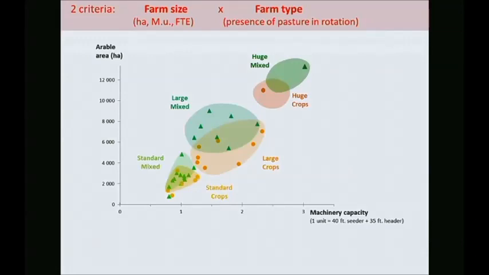So here there are individual farms plotted against arable area and machinery capacity. In here, that's the average of the size of the harvester and the size of the seeder, essentially. It's just a way to look at it. And all 6 groups across the 2 types of farms. The shades are kind of like the range of existence.